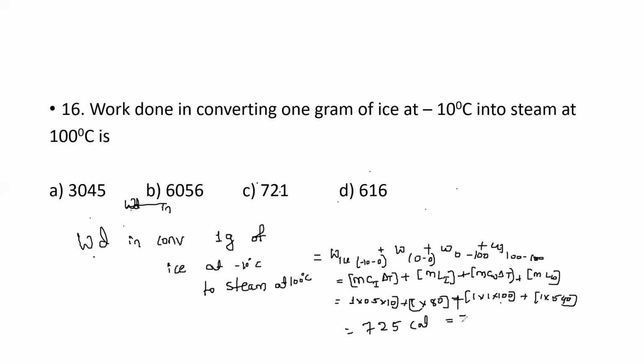Converted in terms of joules, what is the conversion factor? So 725 into 4.2 is equal to 3045 joules. That is, option A is the right option here.